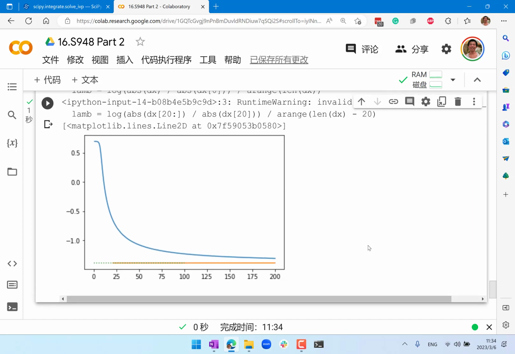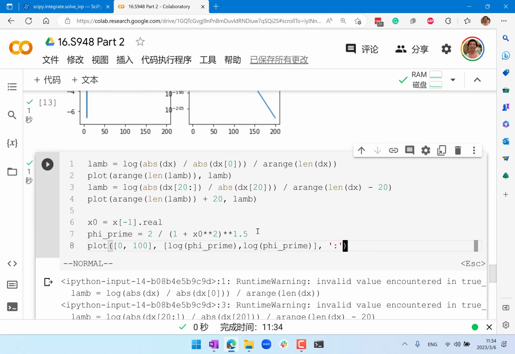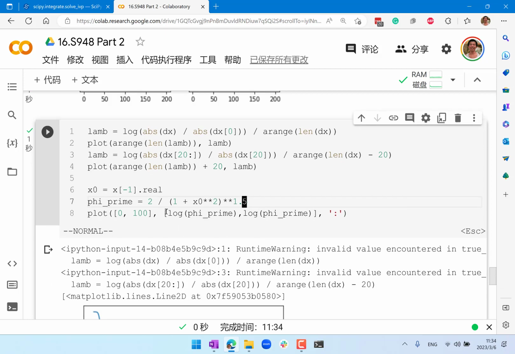So I missed the last part. What happened to the derivative? Oh, so why the log of the derivative is the Lyapunov exponent? Is that the question? Yes.